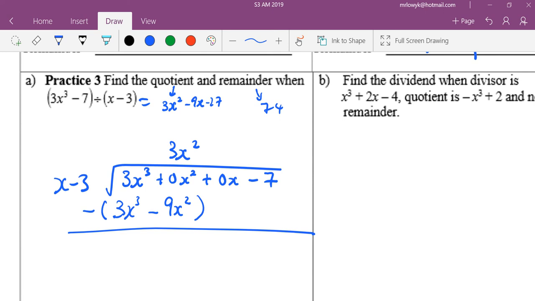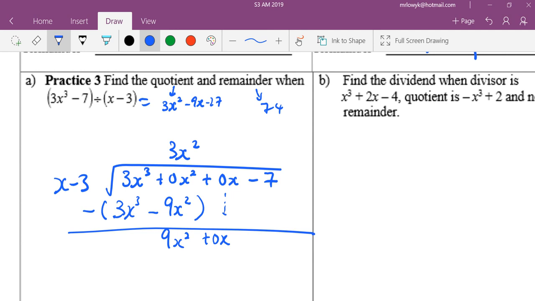Just now when I walk around, many of you never write bracket, never. Some of you even try your own method. I don't want to say. If you get correct, it's correct. If you get wrong, I will scold you. 0 minus minus 9, what do you get? 9x squared. Bring down the 0.